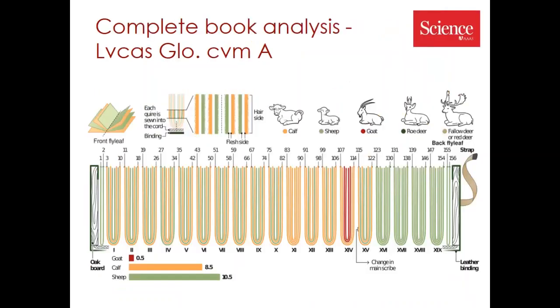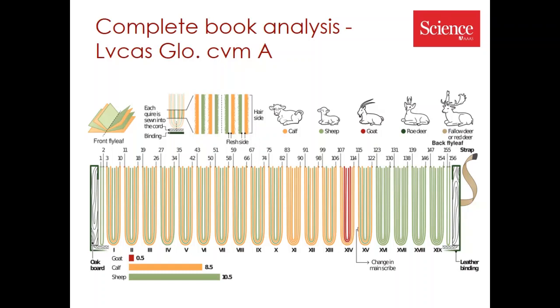So we decided we were going to do a complete analysis of this book. So we took samples from every bifolio and from the bindings, and going on the assumption that it was just going to be calf, this revealed that we actually had 5 different species of animal in this one book, which is really exciting for us. So we'd identified roe deer on the binding, the strap of the binding is actually a fallow or red deer. And then inside, in the quires, we have calf parchment, sheep parchment, and even some goat parchment.